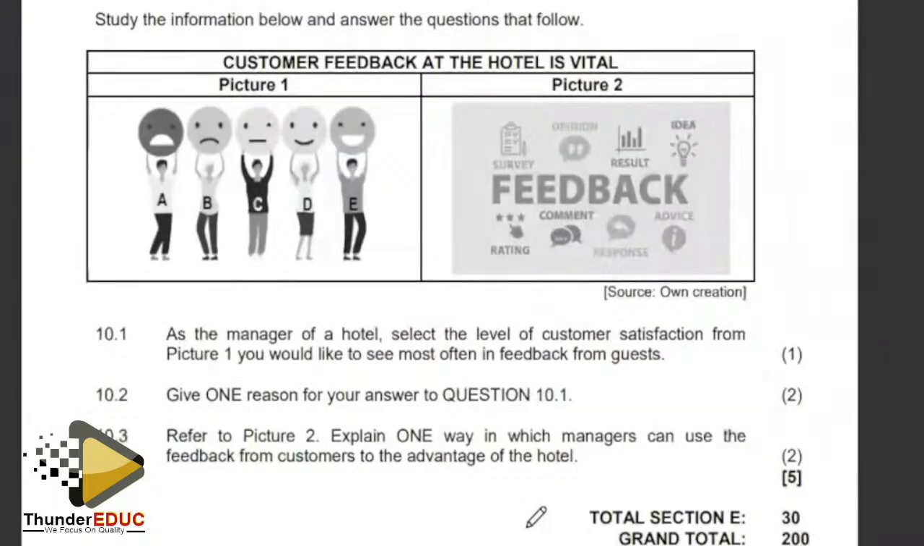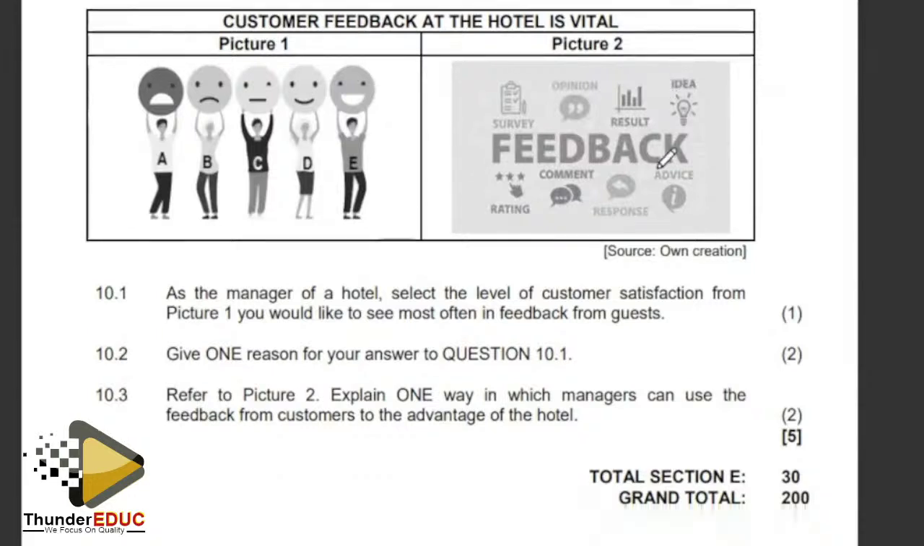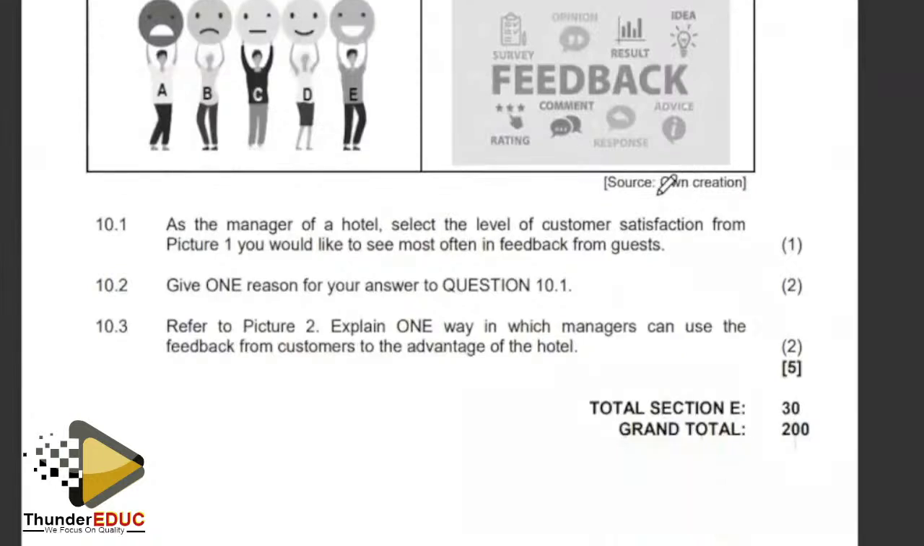Then study the information below and answer the questions that follow. We have picture A, B, C, D, E. Then we also have picture 2, which is a survey. As a manager of a hotel, select the level of customer satisfaction from picture 1 you would like to see most often in the feedback from our guests.